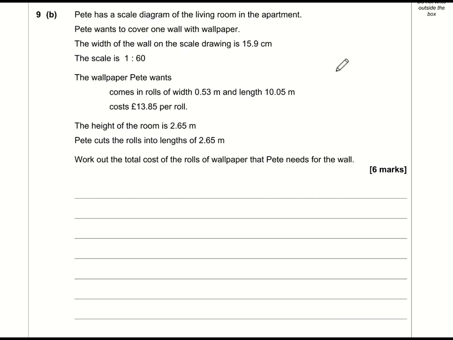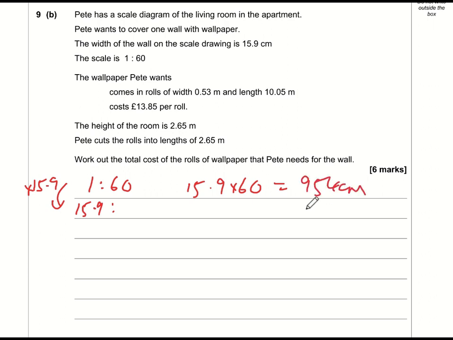Okay, let's take a look at 9b. I think this one's quite a challenging question. First of all, we know the scale is 1 to 60, and the scale drawing is 15.9. So we're boosting up this ratio by 15.9. Therefore, the real life width of the wall is 15.9 multiplied by 60, which is 954 centimetres, or 9.54 metres. So the room is 9.54 metres and the height is 2.65.